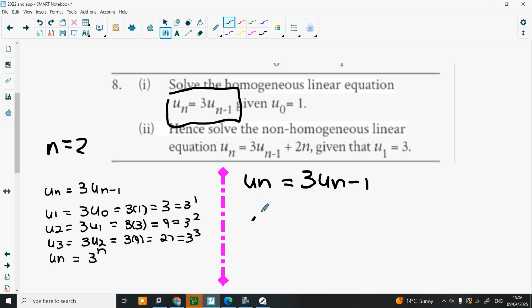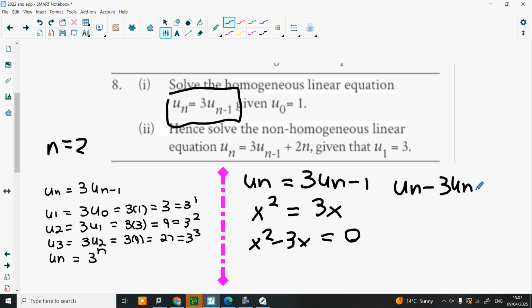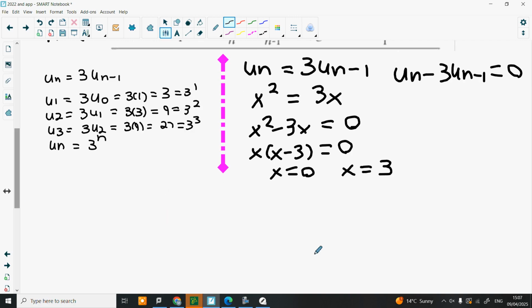The higher power one is x squared. The lower powered one is 3x. x squared minus 3x equals 0. It's basically asking me this one here. If I was to rearrange it, it's basically this, isn't it? And then you go, okay, solve that. Two answers: x is 0 and x is 3.